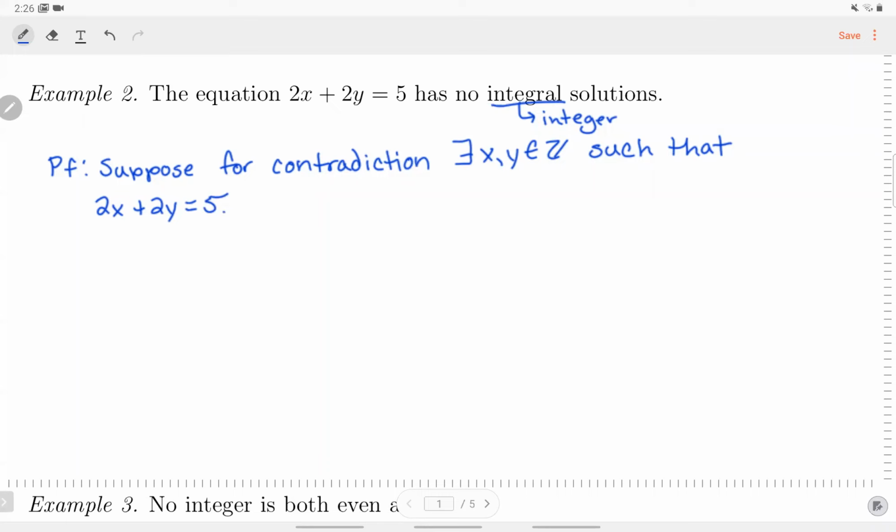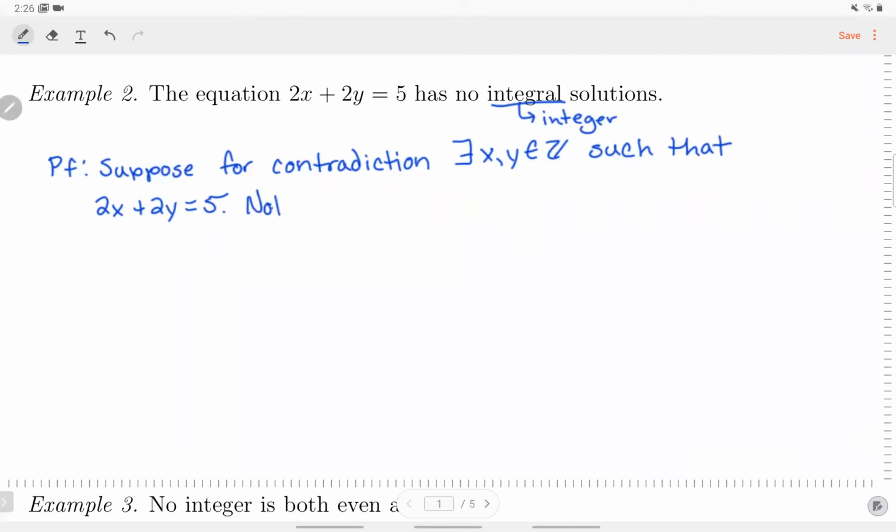All right. So there are 2 ways to do this contradiction. The one we said of even plus even can't be odd. The other way would be to divide both sides by 2. We would have integer plus integer equals 5 halves. But an integer plus an integer is an integer and can't equal 5 halves. So let's do the even way, but you could have gone about it the other way.